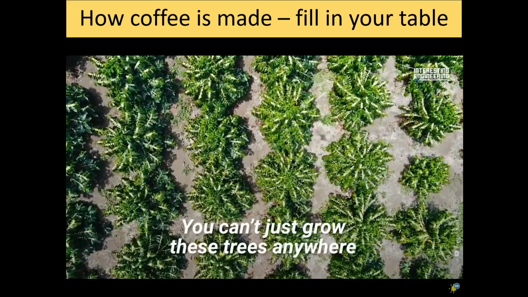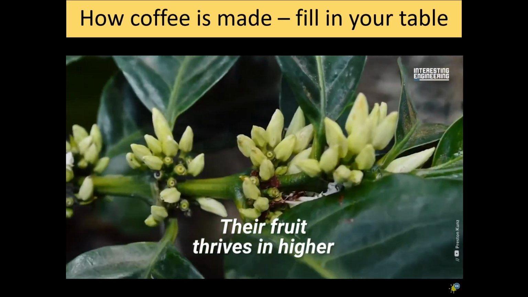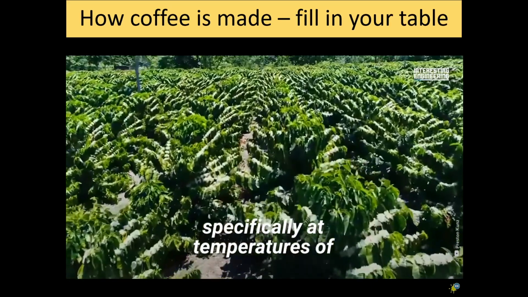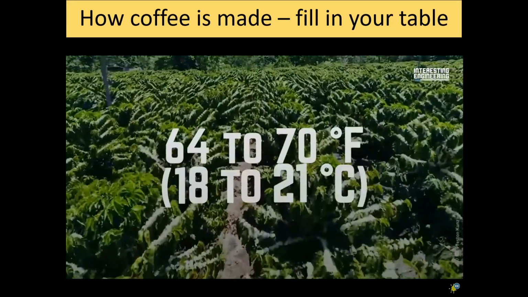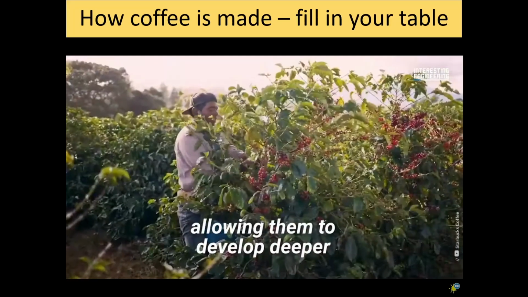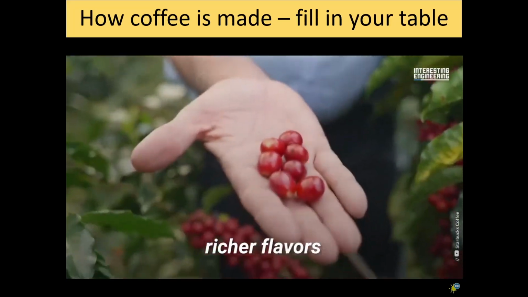You can't just grow these trees anywhere. Their fruit thrives in higher, cooler areas of the tropics, specifically at temperatures of 64 to 70 degrees Fahrenheit. The fruits can then ripen slowly, allowing them to develop deeper, richer flavors.